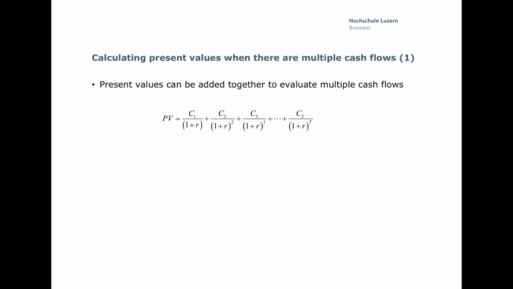In the previous example, we only considered one future cash flow. However, it is straightforward to extend the concept of present value to multiple cash flows. For that purpose, we discount a stream of cash flows at the discount rate 1 plus R. This means the present value is equal to the cash flow in period 1 divided by 1 plus R, plus the cash flow in period 2 divided by (1 plus R) to the power of 2, plus the cash flow in period 3 divided by (1 plus R) to the power of 3, up to period T where the cash flow is discounted by (1 plus R) to the T.